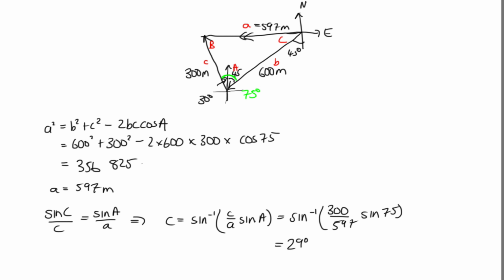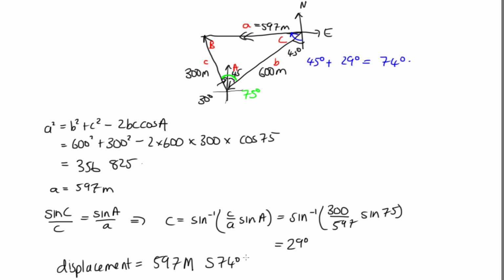So the total angle from here to here is equal to the 45 degrees plus the 29 degrees, which is equal to 74 degrees. And so solving that, we end up with the displacement is equal to 597 meters, and then this is south 74 degrees west.